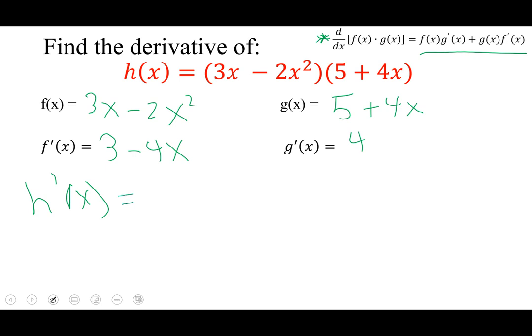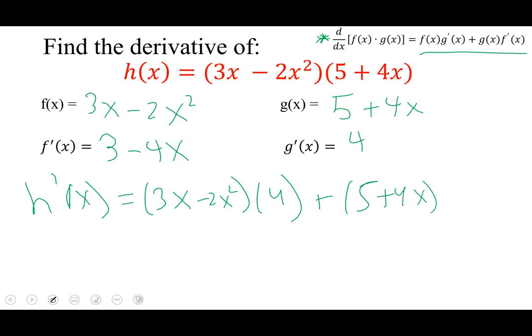So according to the formula, we're going to take the first, which is 3x minus 2x squared, times the derivative of the second, which is 4, plus the second, 5 plus 4x, times the derivative of the first, which would be 3 minus 4x. Now that I have all the values in the appropriate slot, I'm going to go ahead and do any multiplication that I need.